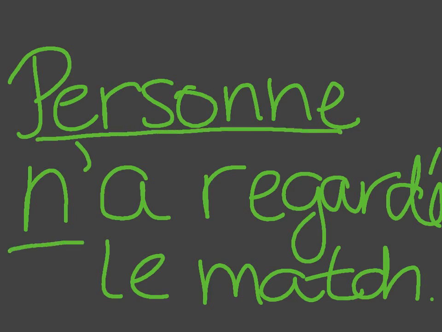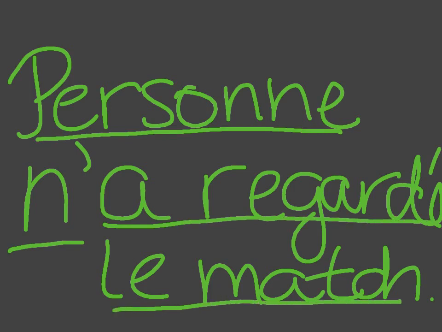Okay? Then the ne, form of avoir, our past participle, and then the rest of the sentence. Okay, so nobody watched the match. Okay, personne as our subject, followed by ne, the form of avoir with the past participle, and then the rest of the sentence. Let's take a look at another example.